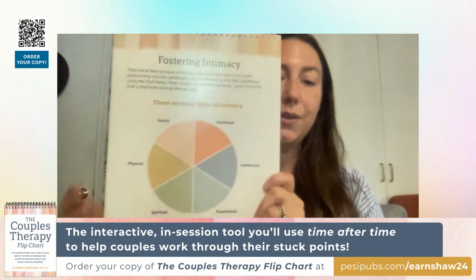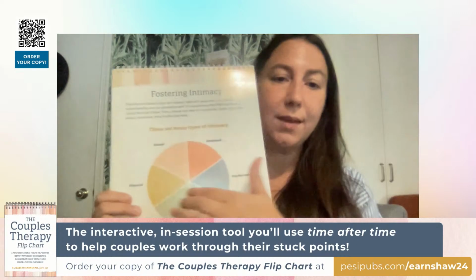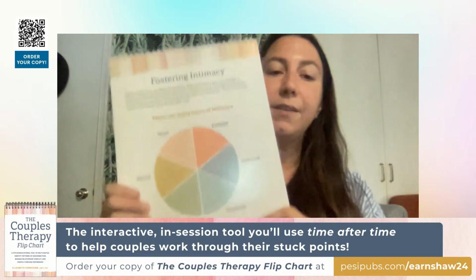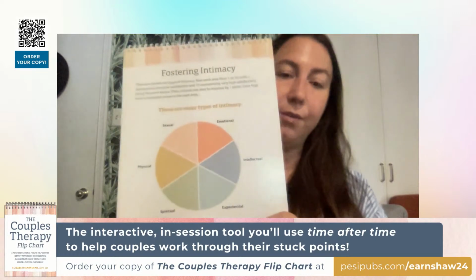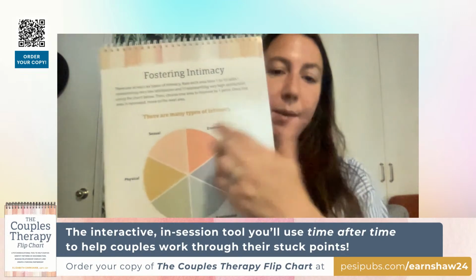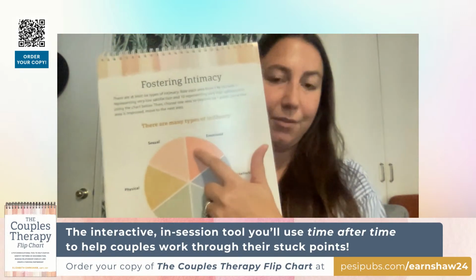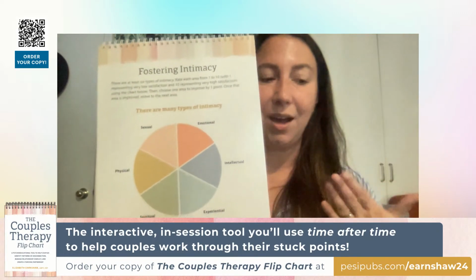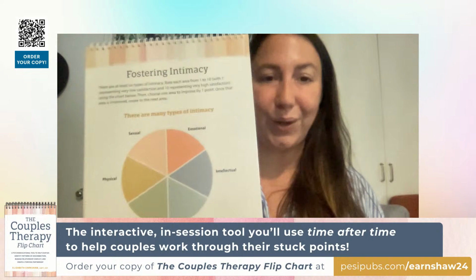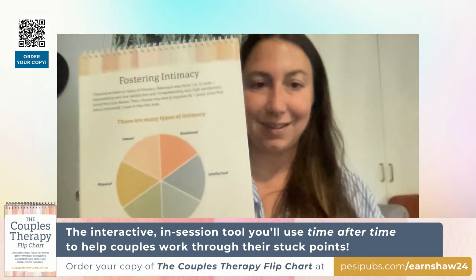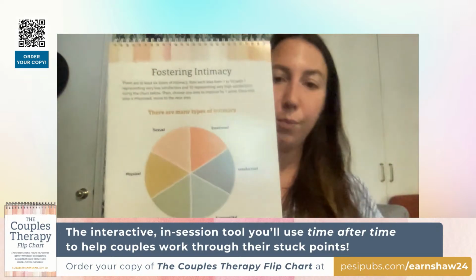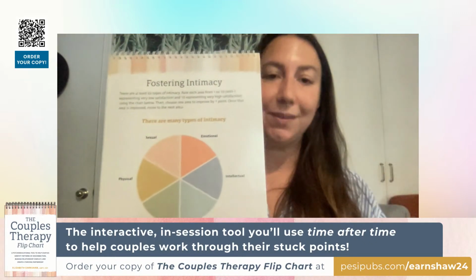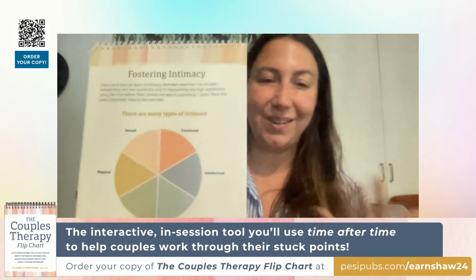The way you can use this in session is, number one, showing them the different areas of intimacy just to open up their language around it. The second thing you can do is give them that dry erase marker and have one partner go through and rate each area of intimacy 1 to 5. A 1 means it's the least ideal that it could be, and a 5 being as ideal as it could be. And then you could have the other partner use a different color dry erase marker and do the same thing. That can help them to see where they match up and where they're different.